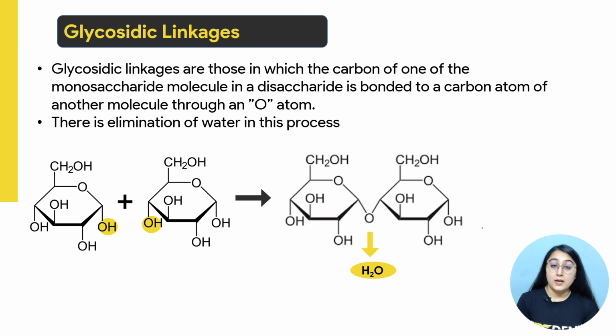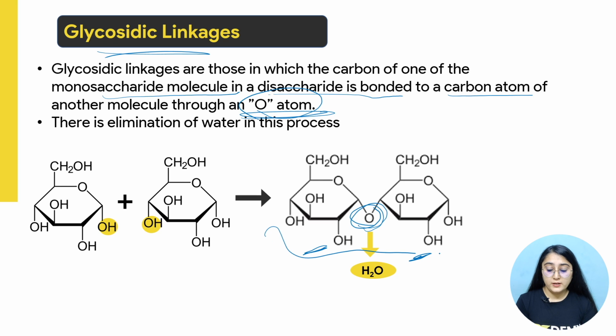So basically disaccharides or polysaccharides etc. are formed by glycosidic linkages. Now what these glycosidic linkages are: they are basically those in which the carbon of one monosaccharide molecule in a disaccharide is bonded to another carbon atom through an O bond. As we can see over here, these two monosaccharide units are joined together by an O atom, oxygen atom, to form one disaccharide. Now, this happens by elimination of water in the process.